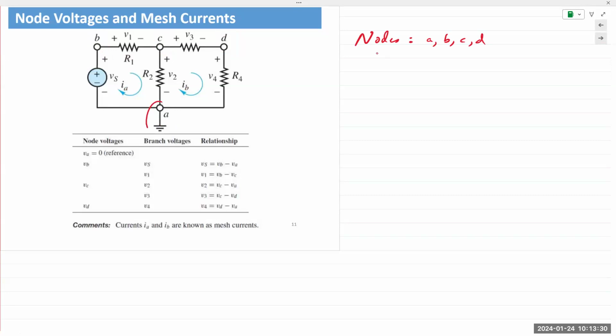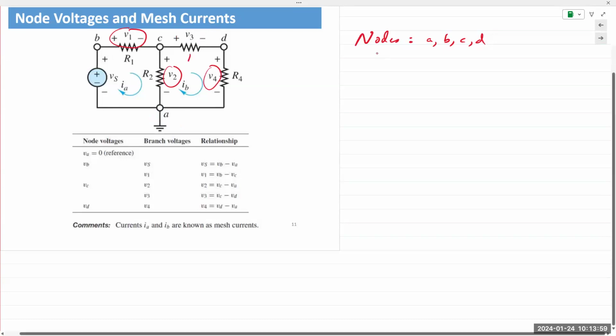A at the bottom is connected to ground. Now, even if the ground symbol is not present or is not given to us, don't worry about it. It doesn't change our analysis technique. What I want students to focus on is basically the resistor voltages V1, V2, V3, and V4. Okay, R3 is not written, but this resistor is R3.